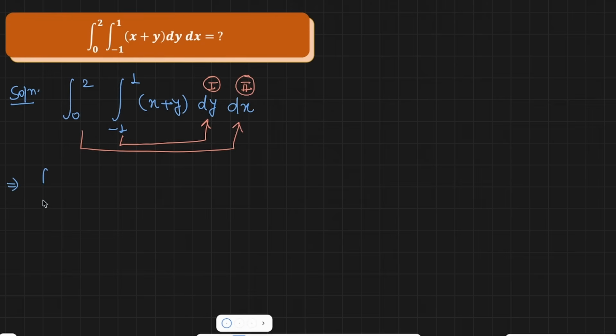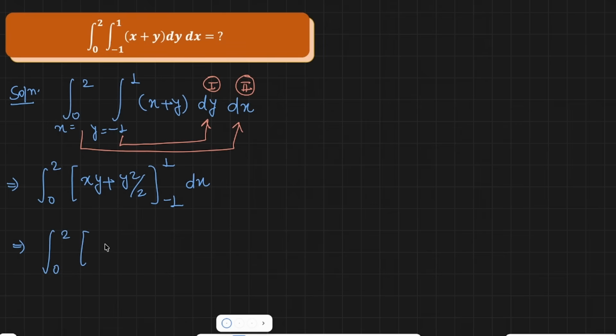So first I will take this as simple as 0 to 2, integration with respect to y. So it will be x into y plus y square by 2, and it will be -1 to 1. Okay, limit is from -1 to 1, limit of y, because this will be y, this will be x. Okay, and now remaining is x. Now you put the limit, this is 0 to 2.